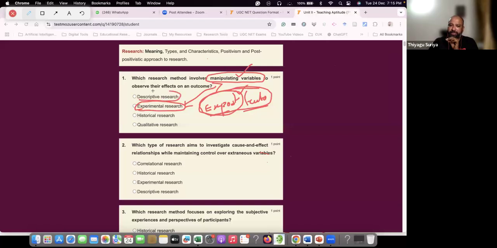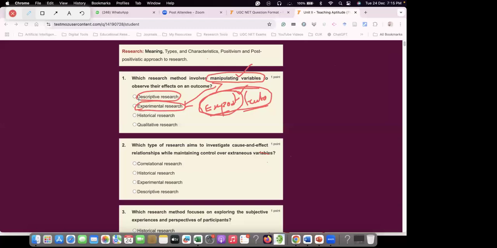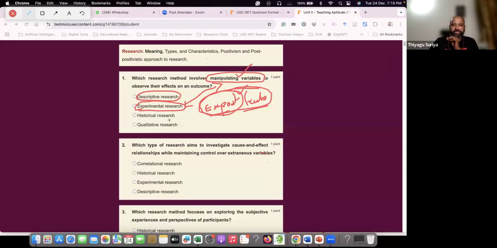Descriptive method, is it possible to manipulate? No, sir. Descriptive research is also not possible to manipulate. Historical research, qualitative research: this is normally based on data only. It's not asking about manipulation.